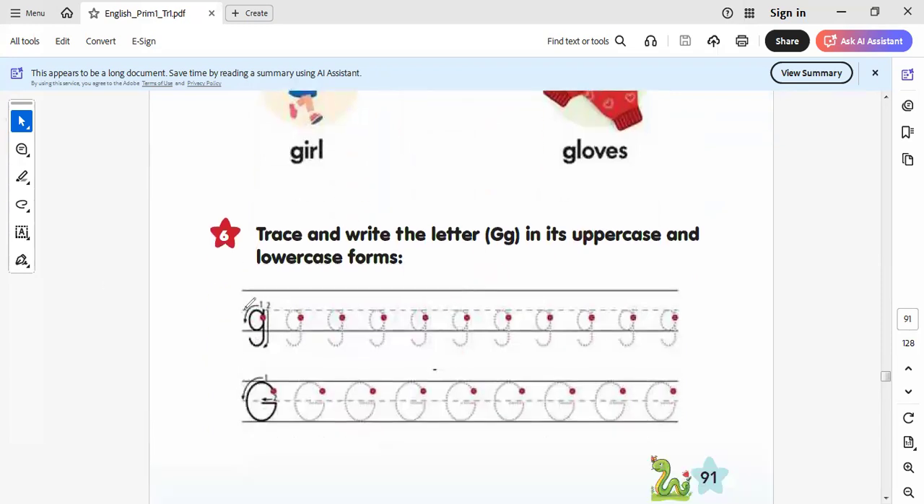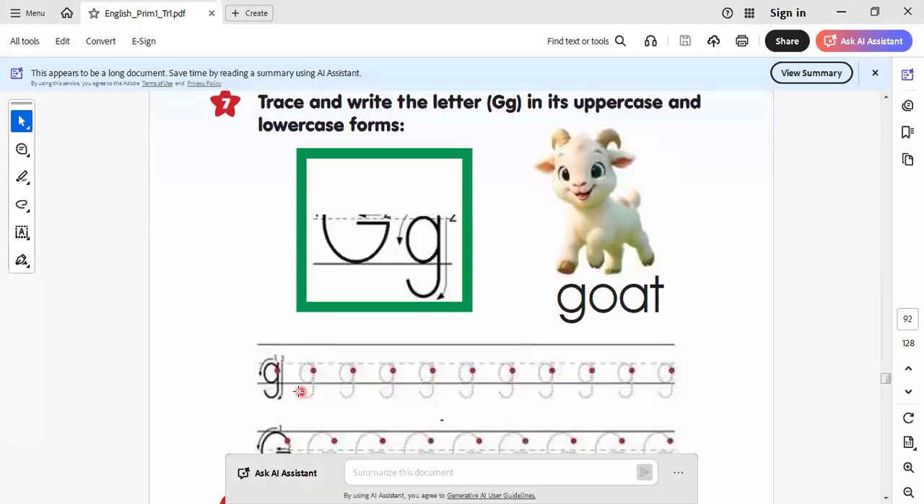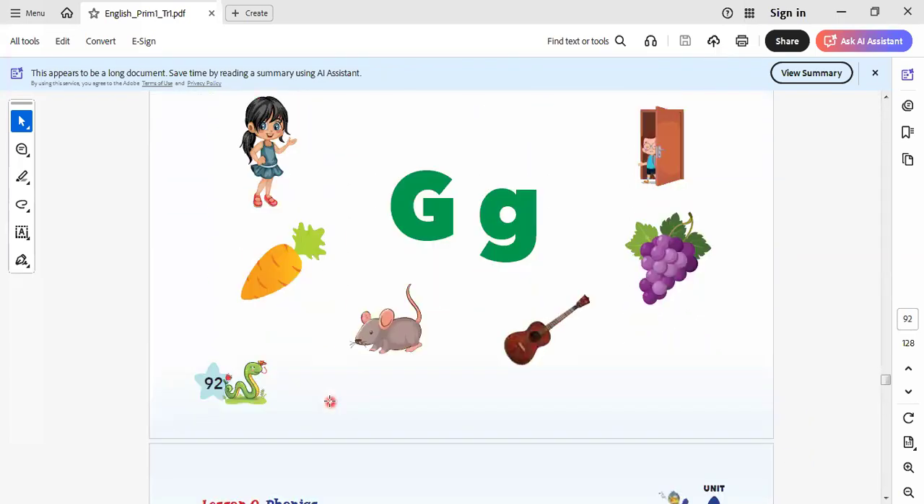So I would like to trace the capital letter G. This is called capital G and this is small g. Okay. I'm trying to do it like this, but I will leave you the link of the booklet below the video to download it and trace by yourself. Let's go to another item here. Here is capital G and small g.